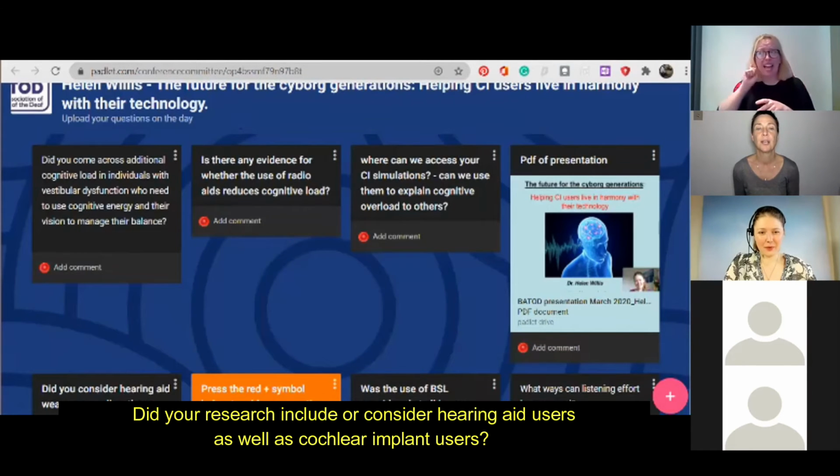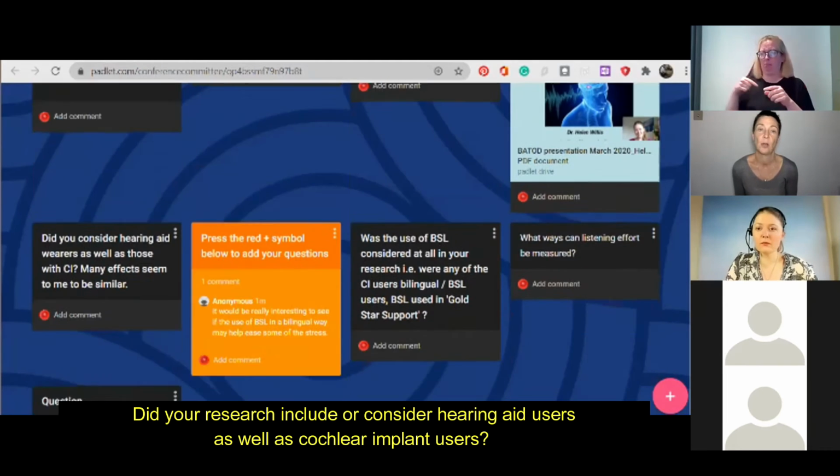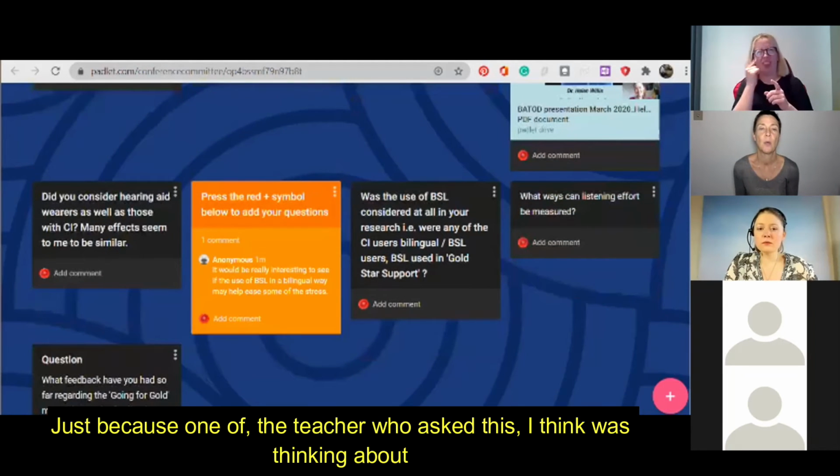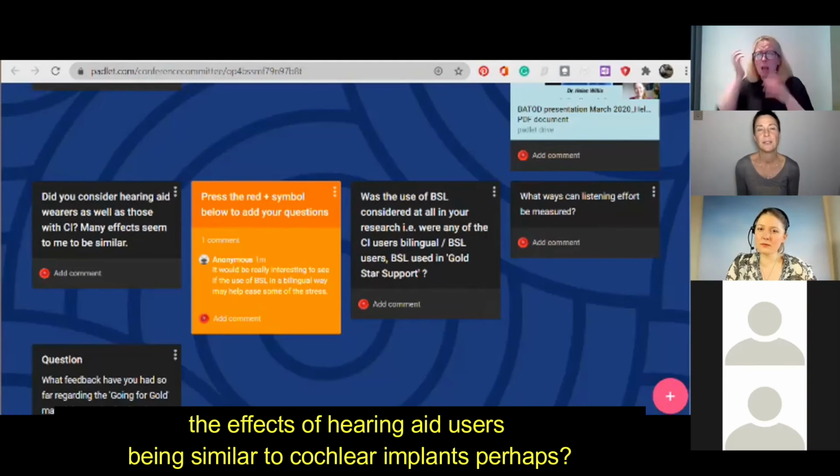Did your research include or consider hearing aid users as well as cochlear implant users? Just because one of the teachers who asked this, I think, was thinking about the effects on hearing aid users being similar to cochlear implants, perhaps?